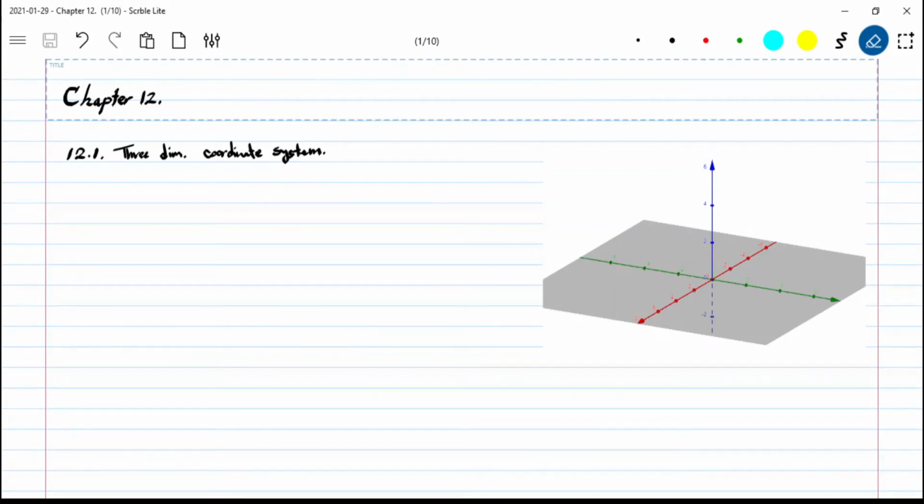Today we're going to talk about a three-dimensional coordinate system. This is the beginning of chapter 12, first section.